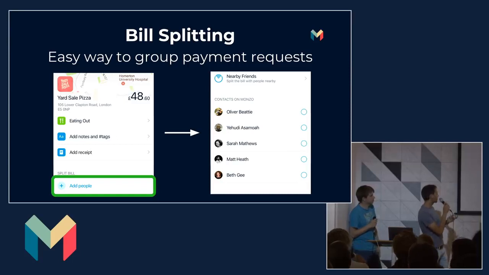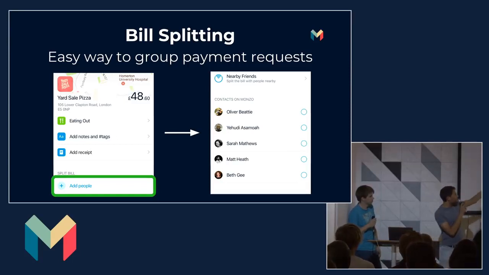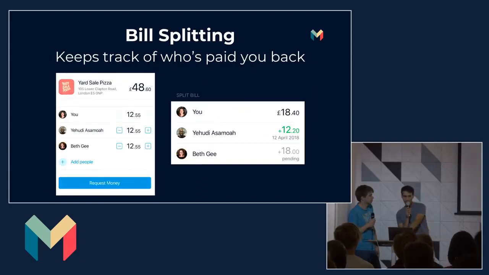The first part is bill splitting. You go into any transaction, as I described, and you can add people, use nearby friends, or add your contacts. Everything is grouped under that transaction, with those people shown as pending requests. And you can keep track of who's paid you back and who's still pending. People can also decline. I'm not sure why you'd want to do that.